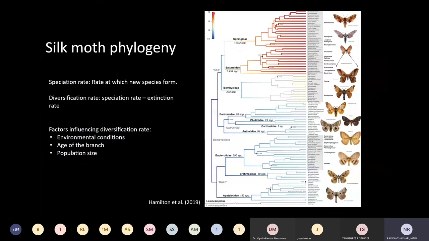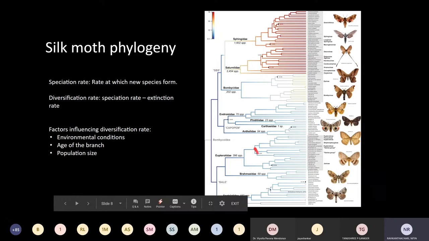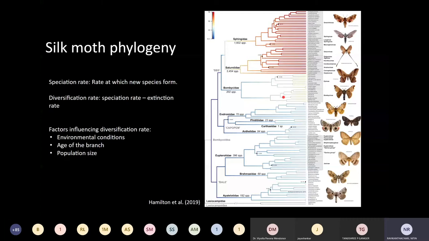That means it is accumulating more species compared to the number of species lost. And the bluer ones is where it's accumulating a lesser amount of species as species go extinct. So Sphingidae and Saturniidae have very high diversification rates. That means they have more species than extinctions. Whereas if you look at Brahmaeidae or other Bombycoid moths, you have fewer species compared to what extinctions are. And what does this depend upon?